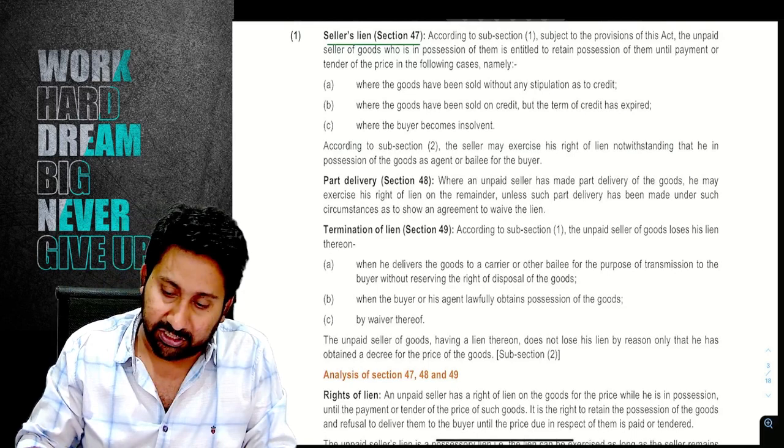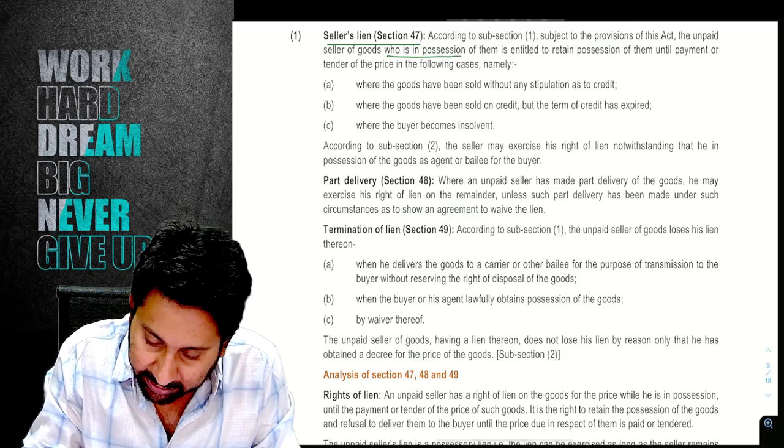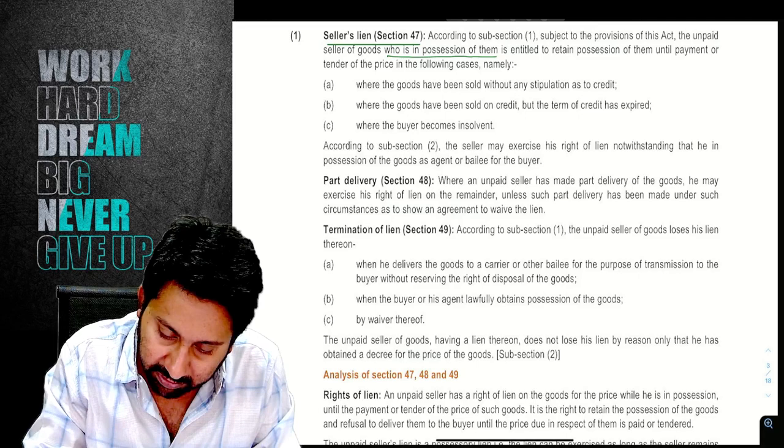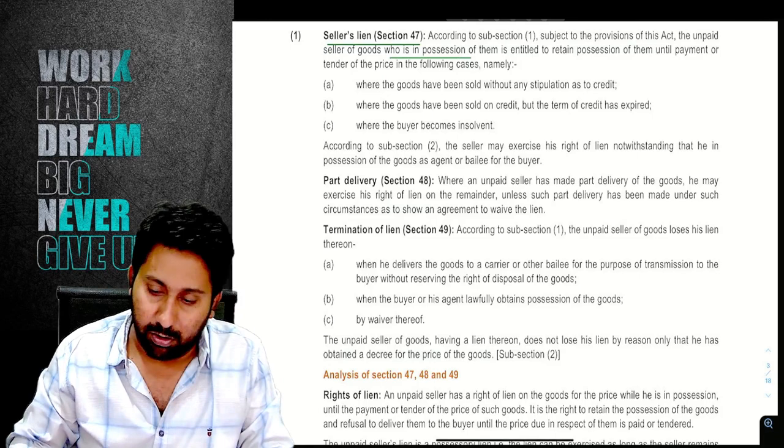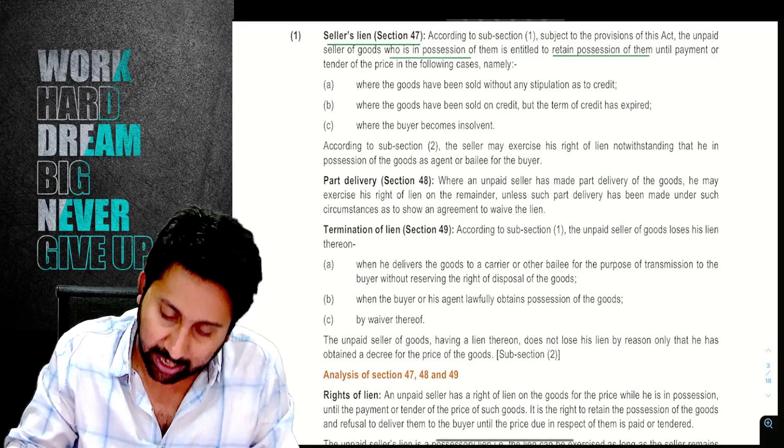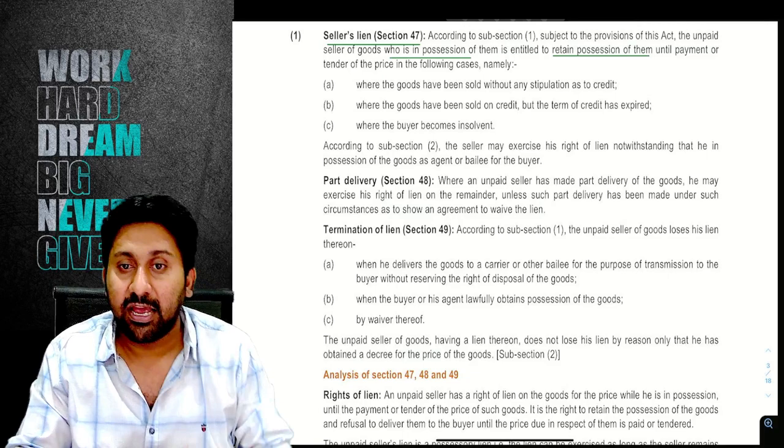According to subsection 1, subject to the provisions, the unpaid seller of the goods who is in possession of them. That means ownership may be transferred, may not be transferred, but still possession is there. He is entitled to retain possession of them until the payment or tender of the price in the following cases. When can I exercise a lien?